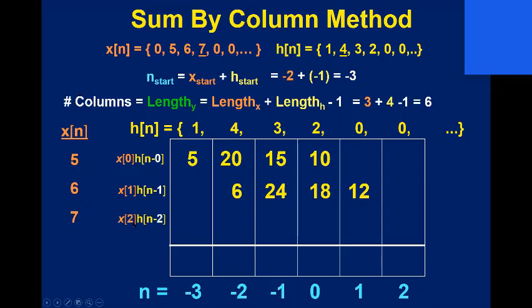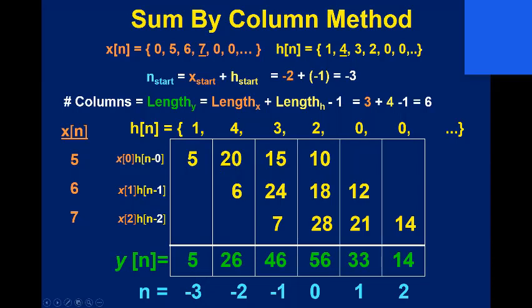The last one is 7, so we'll do that. 7 times 1, and 7 times 4, and 7 times 3, but starting one column further over. And just keep going till we run out of signal values. Once we've done that and got all the possible combinations, then we literally, as the name implies, sum by column. Add up all the values in each column.